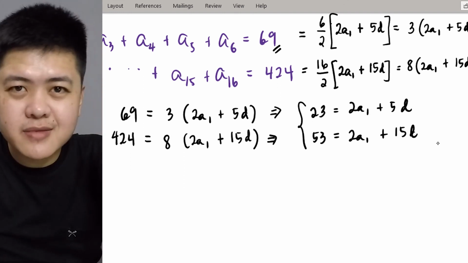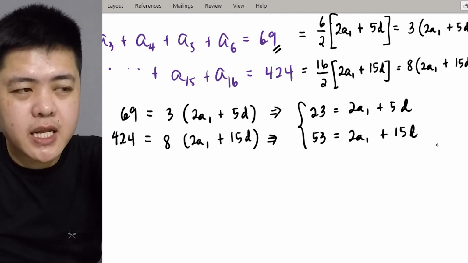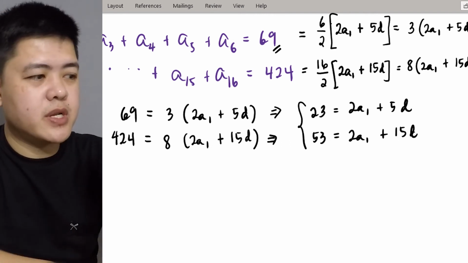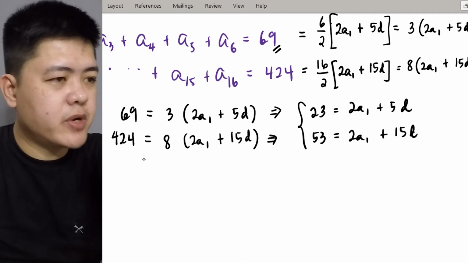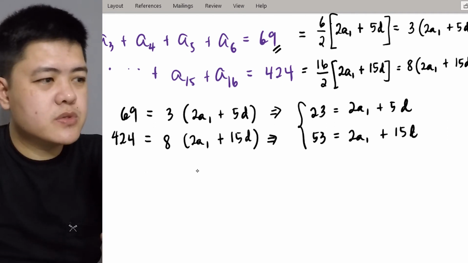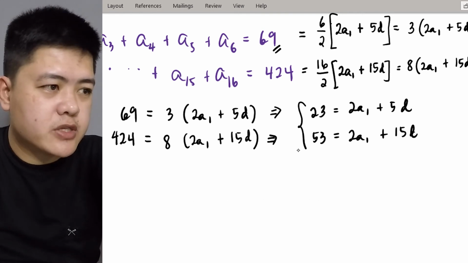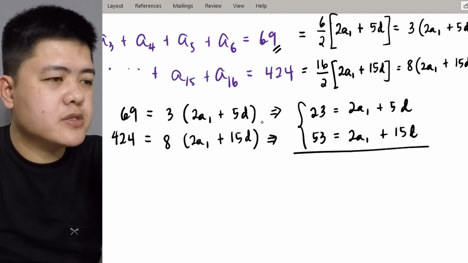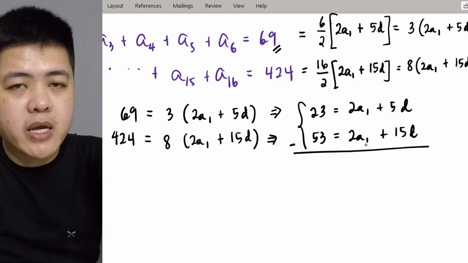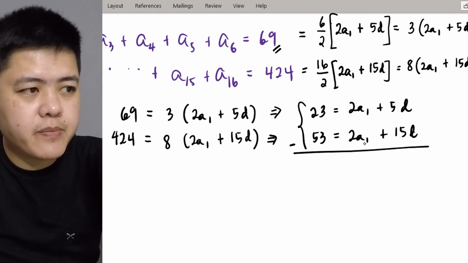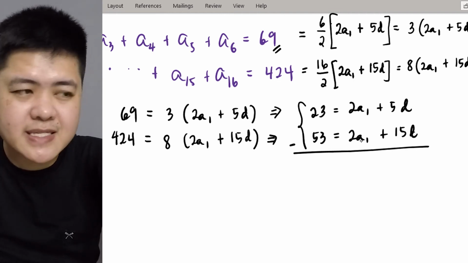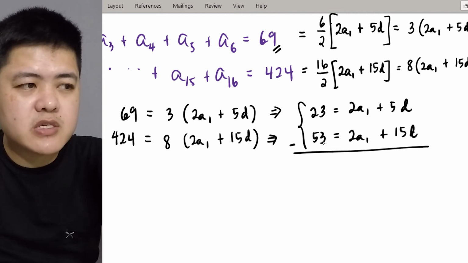We can subtract them. Pag sinubtract natin yan, mawawala yung 2a sub 1. Tama. So let's subtract them to remove 2a sub 1. Okay, pwede mong pag-minusin yung dalawang equations. We can subtract the two equations. Pwedeng yung baba minus yung taas or yung taas minus baba. Depende kung anong gusto nyo. Basta ang goal natin makancel yung 2a sub 1.